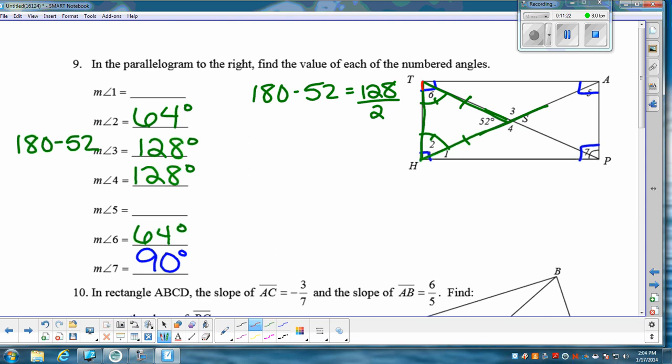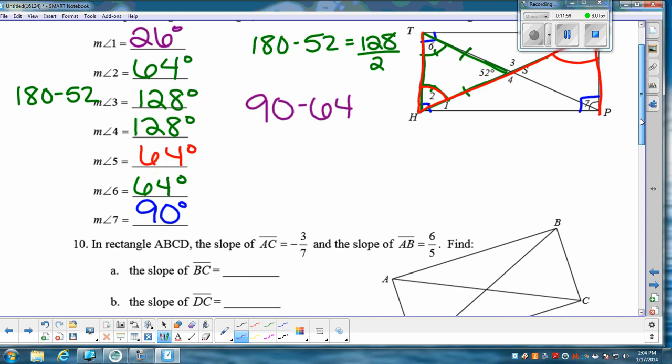Then, to figure out angle 5, well, look here. We have two parallel lines cut by a transversal. Angle 2 and angle 5 are alternate interior angles. So angle 5 is also 64 degrees. Then what we have left over is angle 1. We know that angle 2 plus angle 1 has to be 90 degrees. So we know angle 2 is 64. So just subtract it from 90 degrees. And we get that angle 1 is 26 degrees.